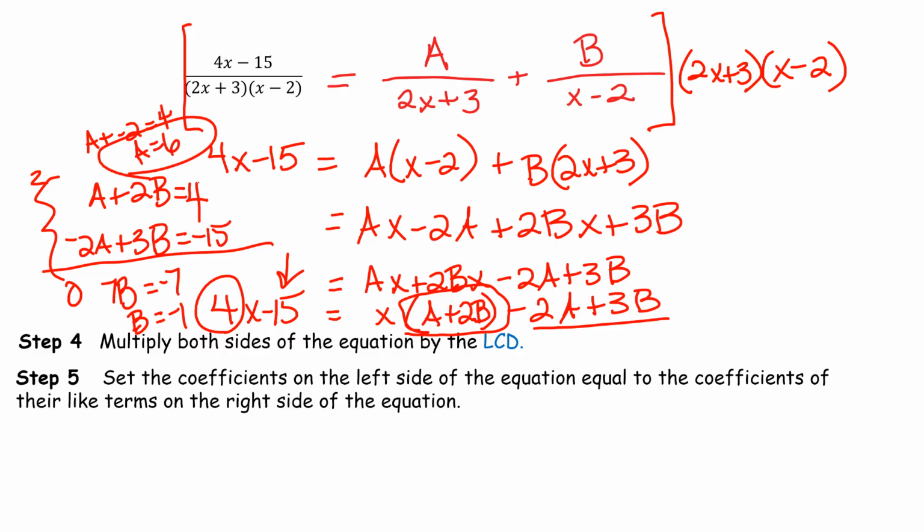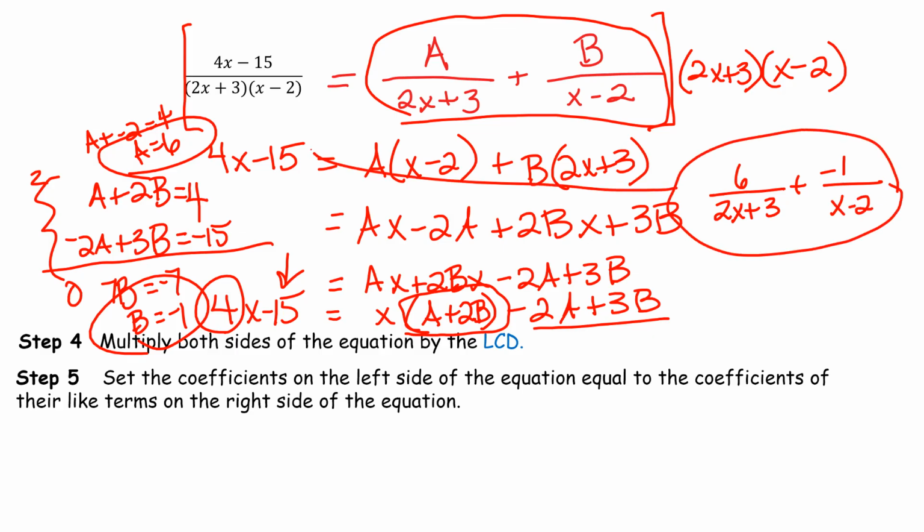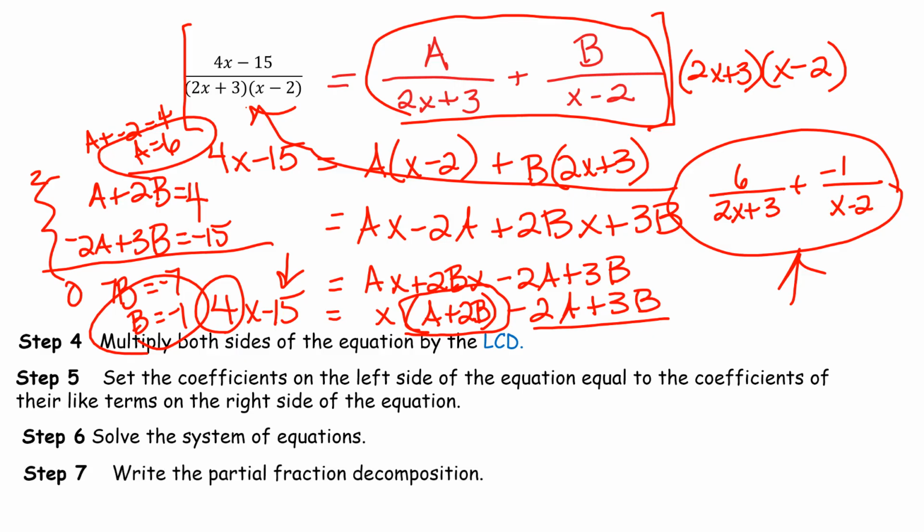So we've got a, we've got b, and so now we can write our partial fraction decomposition, which is this. 4x minus 15 over 2x plus 3 times x minus 2 can be written as a sum of fractions in this way: 6 over 2x plus 3 plus negative 1 over x minus 2. So this is how you decompose this fraction. If you were to get a common denominator and multiply that out, it would equal 4x minus 15 over 2x plus 3 times x minus 2. So we solved this system of equations, and we wrote the partial fraction decomposition.